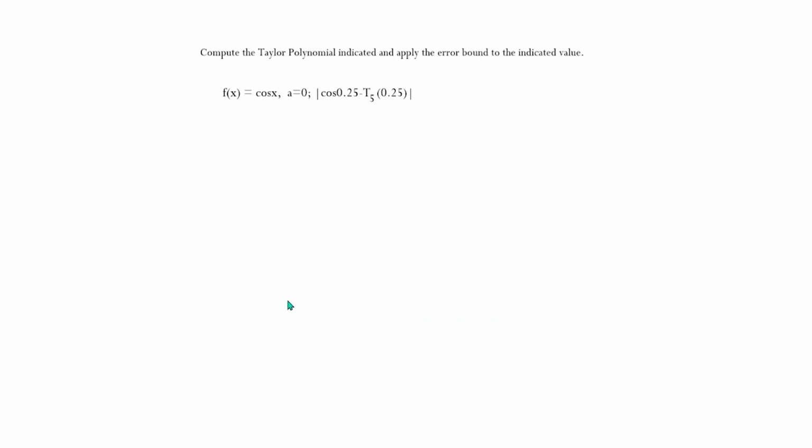So the specific problem is to compute the Taylor polynomial indicated and apply the error bound to the indicated value. Below they give us that f of x is equal to cosine of x, a is equal to 0, and the absolute value of cosine 0.25 minus the Taylor polynomial taken to the fifth degree of 0.25, absolute value. For those of you that don't know, this is the indicated value for the error bound section. We'll get to that later.